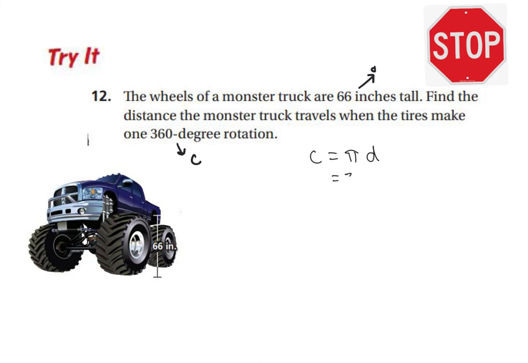So we know that pi is 3.14, and we know the diameter is 66 inches. So to find the circumference, we're just going to multiply 3.14 times 66, and we get 207.24 inches per rotation.